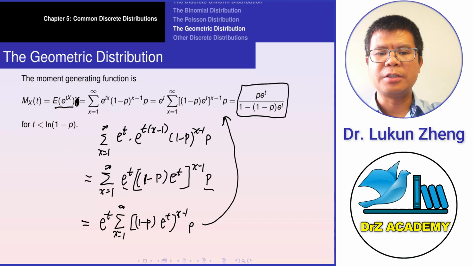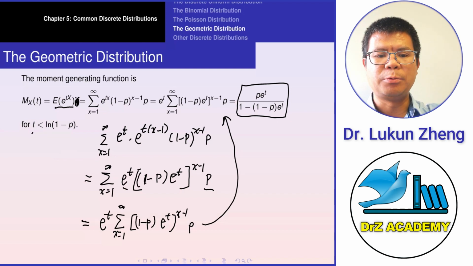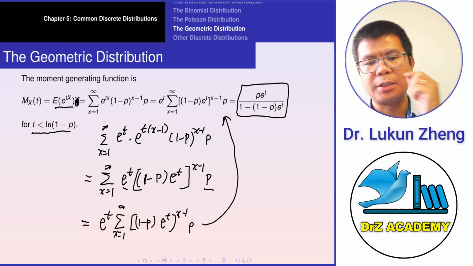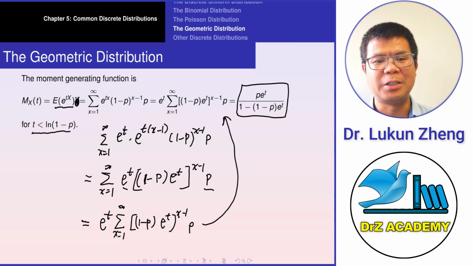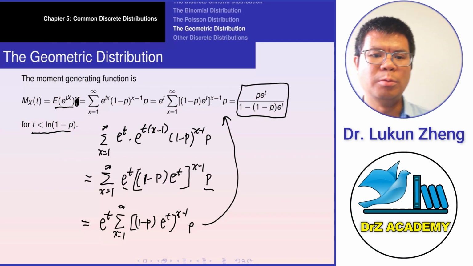Now this holds if t is less than minus ln(1 minus P), which is good in the neighborhood of 0, because this is going to be greater than 0. Therefore, the moment generating function exists for this geometric distribution.